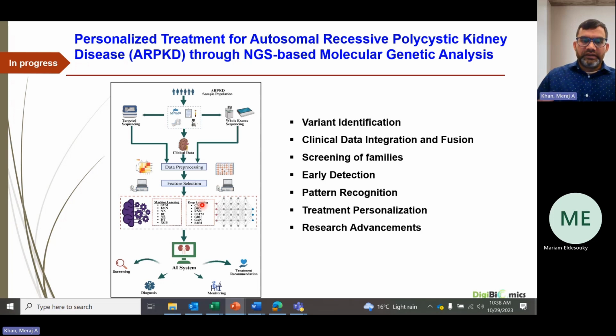So this is our whole big project, and we submitted it in Saudi Arabia to one of the institutes. Along with the experts who have expertise in ARPKD, my team will be supporting in the domain of AI and data analytics. And definitely we may need GenomeArc's support towards the genomic things, and that is my next big project which we will be going to deal with.